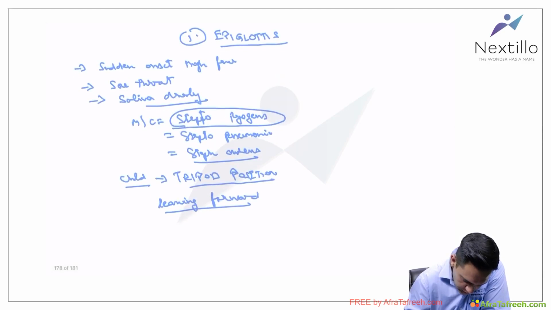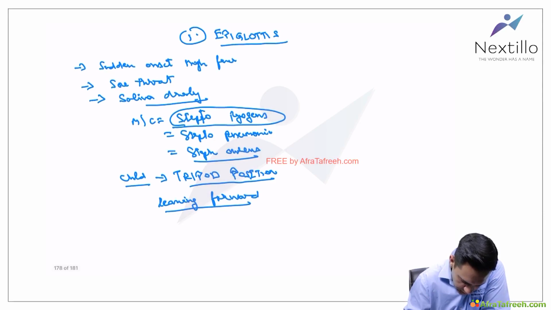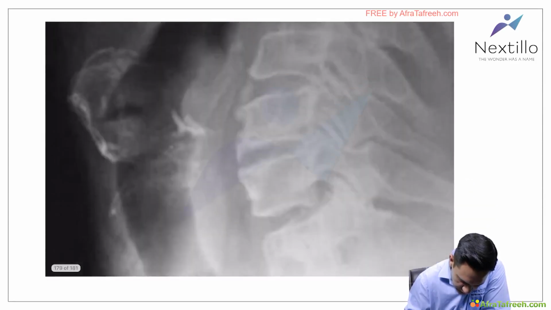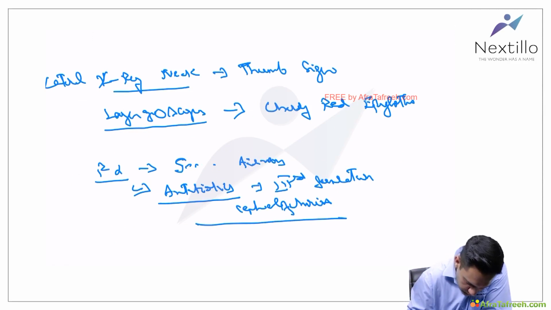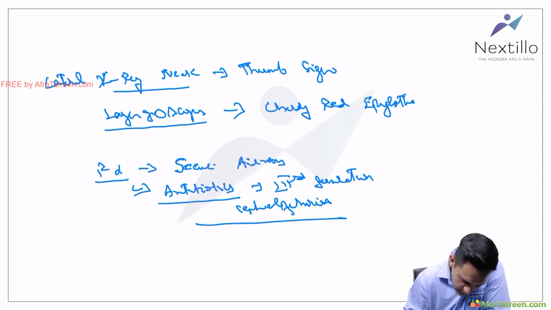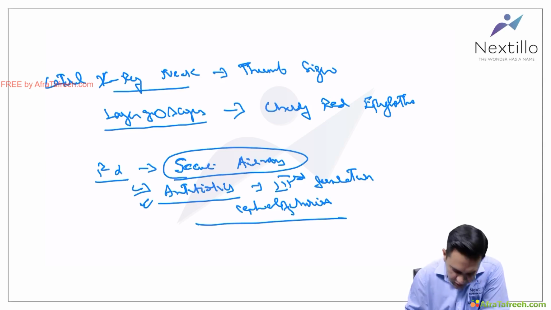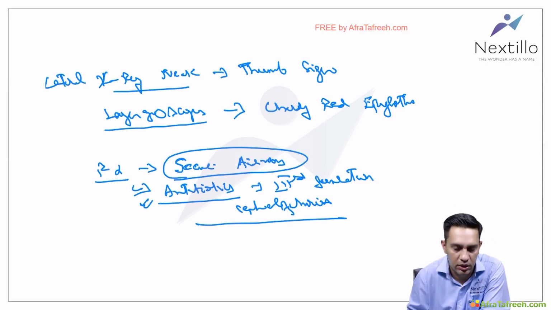So this was about laryngoepiglottitis. There is sudden onset high fever with sore throat and drooling of saliva. Most common cause is Streptococcus pyogenes, pneumoniae, and Staph aureus also. The child sits in a tripod position leaning forward. On lateral X-ray of the neck, we see a typical thumb sign. On laryngoscopy, we see a cherry red epiglottis, and treatment is we have to secure the airway, and antibiotics, third generation cephalosporins, are used. So this was about epiglottitis.